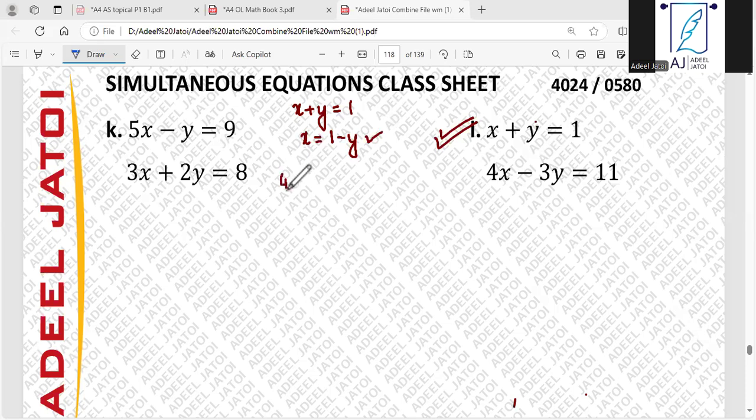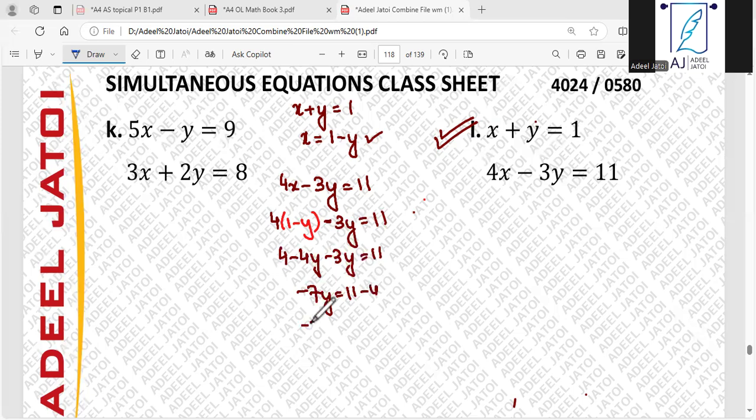Now what we can do is write down the second equation, and in the second equation, we can change the value of x with 1 minus y. And apart from that, we write down the entire equation number 2. We need to substitute in the value of x, the subject that we took out from equation number 1. So this will be 4 minus 4y minus 3y equal to 11. Minus 7y is equal to 11 minus 4. Minus 7y equal to 7. y becomes minus 1.